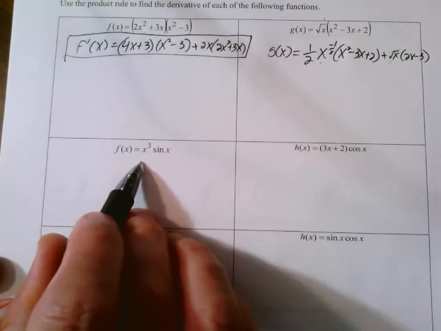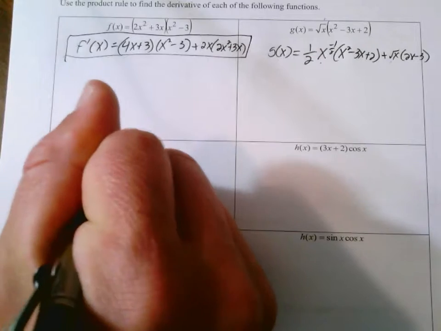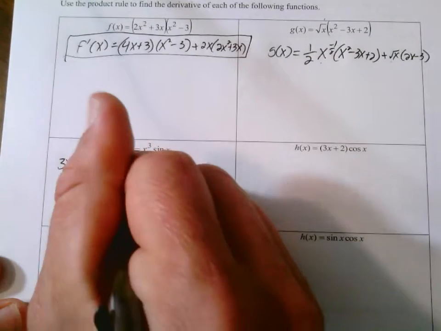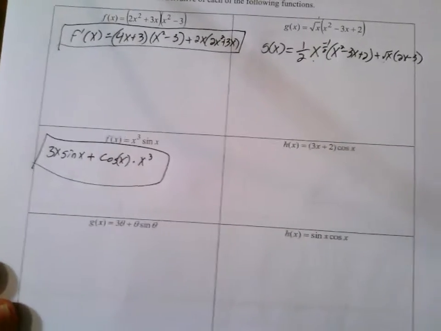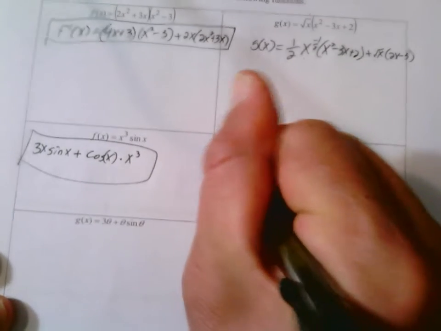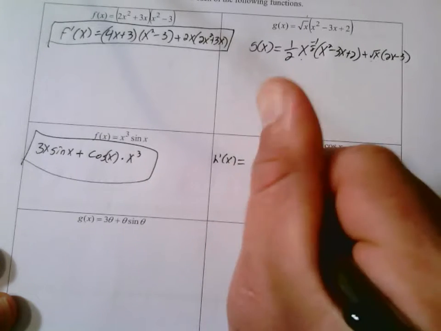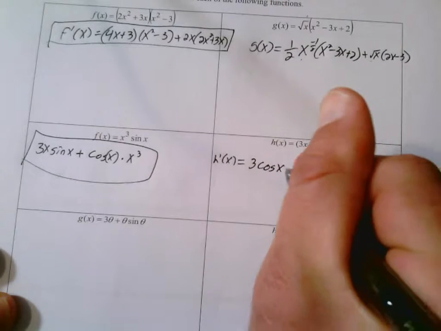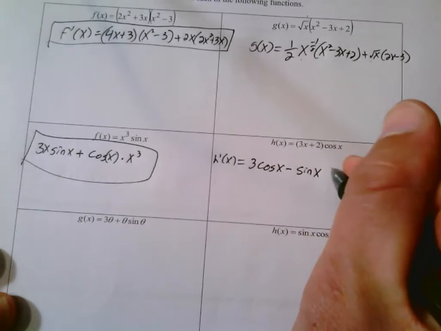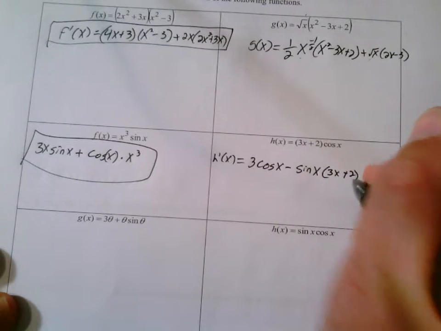Alright, here, the derivative of x cubed is 3x sine x plus the derivative of sine is cosine x times x cubed. H prime of x is 3 times cosine x. The derivative of cosine is minus sine and times 3x plus 2.